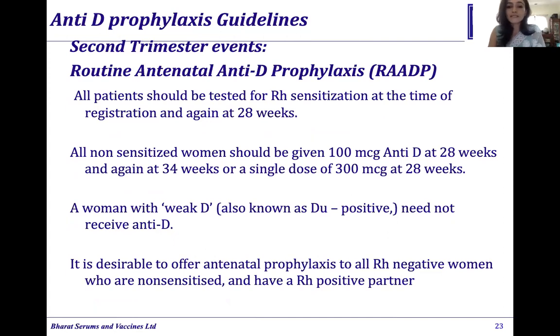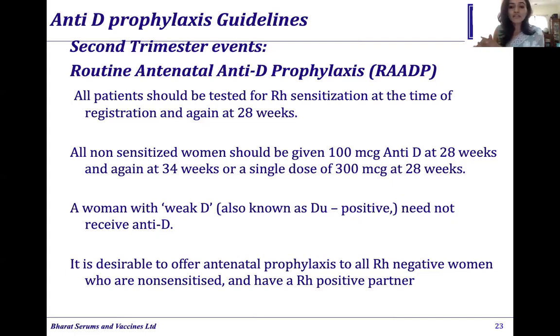All patients should be tested for Rh sensitization at the time of registration and again at 28 weeks. If they are not sensitized, there are two things that you can do. Either you give a single dose of 300 microgram at 28 weeks, or you split it, give 100 microgram at 28 weeks and repeat at 34 weeks. These recommendations are coming from the FOGSI ICOG recommendation panel, and the difference is that this is recommended, not only offered, nowadays.